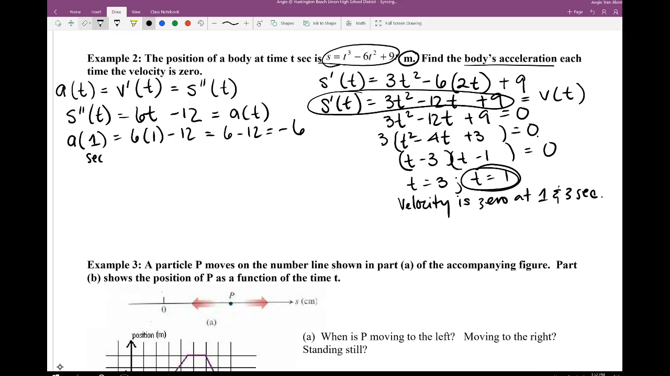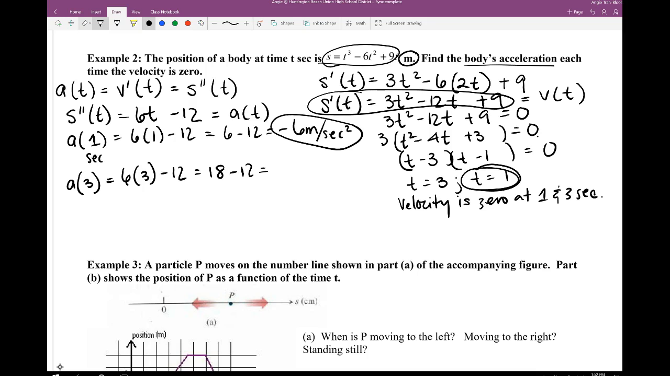And then because this is acceleration, we have to write the correct unit of measurement, so make sure we have it as meters per second squared. Then you can do the second time, which is at 3 seconds, so plug it in. So 6 times 3 minus 12 equals 18 minus 12, so that's positive 6 meters per second squared.